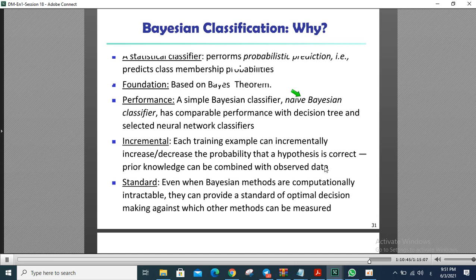The base of this classifier is Bayesian theorem, and the simplest classifier based on Bayesian theorem is the naive Bayesian classifier. This classifier has a comparable performance when we compare it with decision tree, for example, or with neural network classifiers.